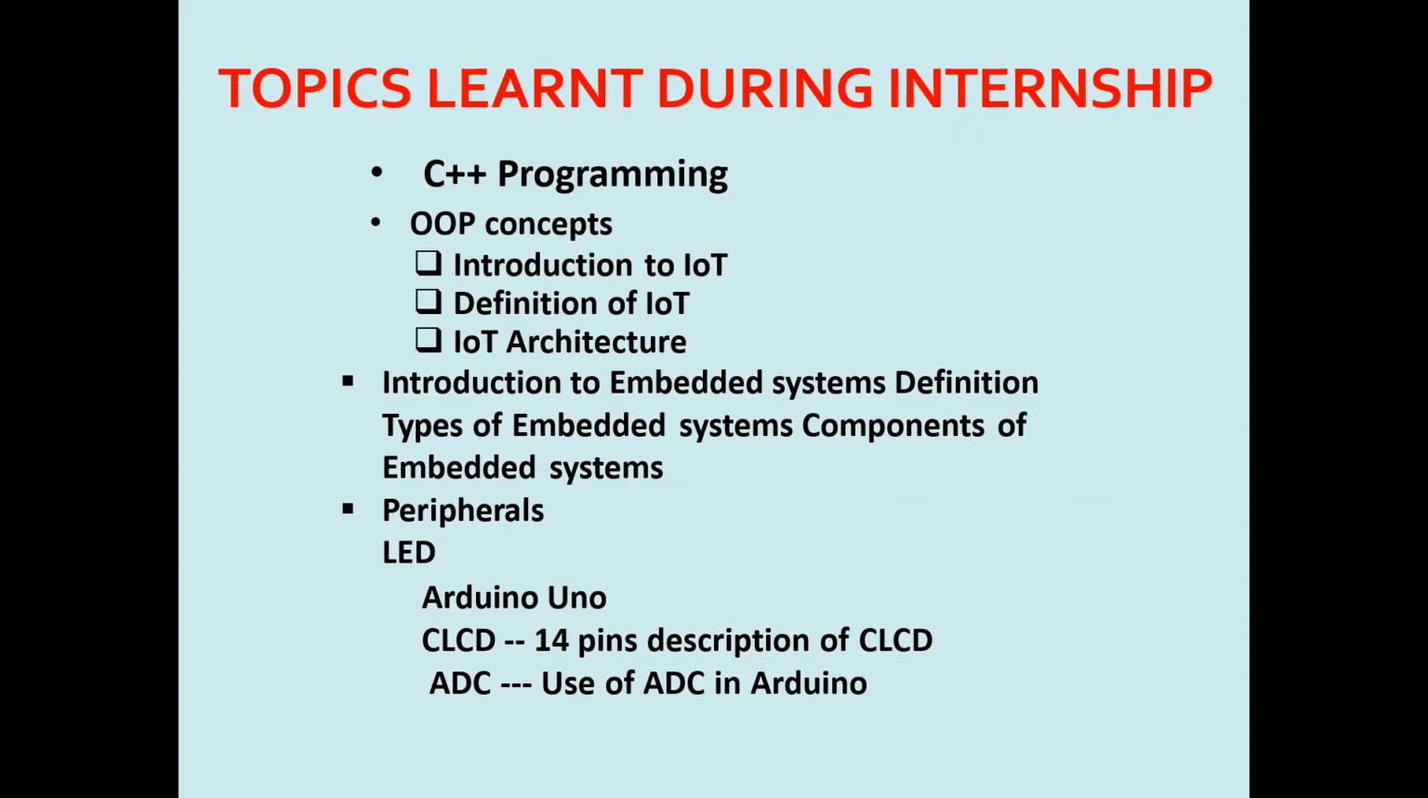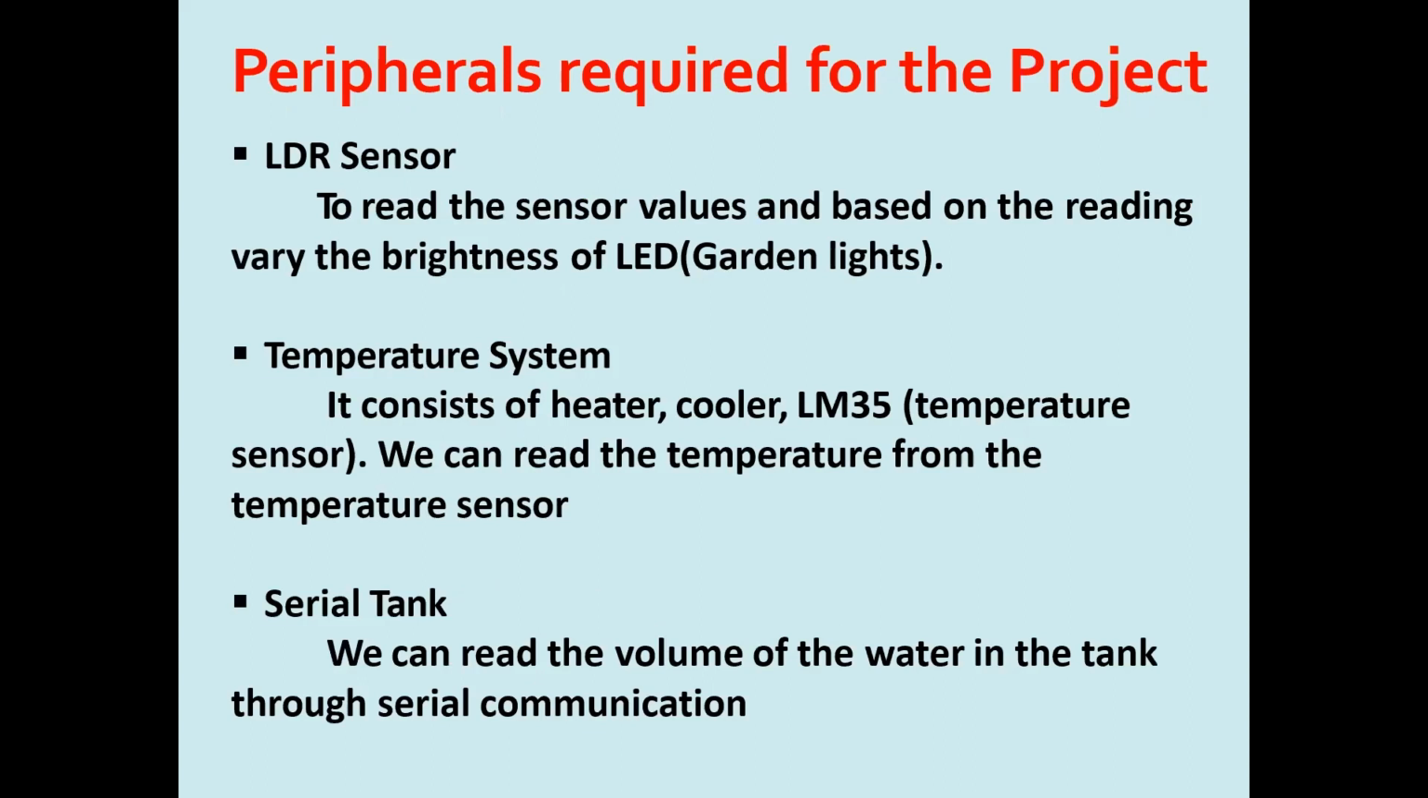And then regarding IoT, we have covered the introduction, definition, and IoT architecture. And then embedded systems, its introduction, definition, types of embedded systems, components of embedded systems, and also the peripherals such as LED, Arduino Uno, CLCD, and ADC. Well, the peripherals required for the project are LDR sensor, temperature system, and the serial tank.